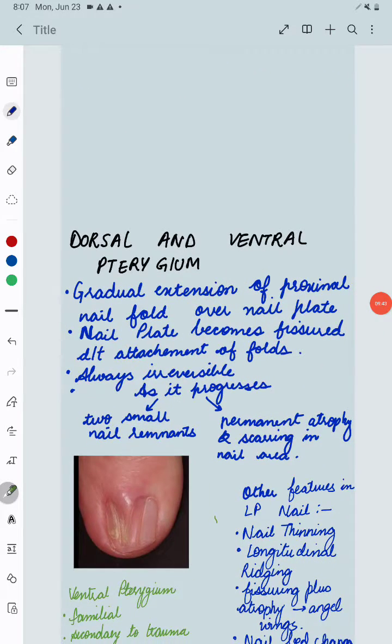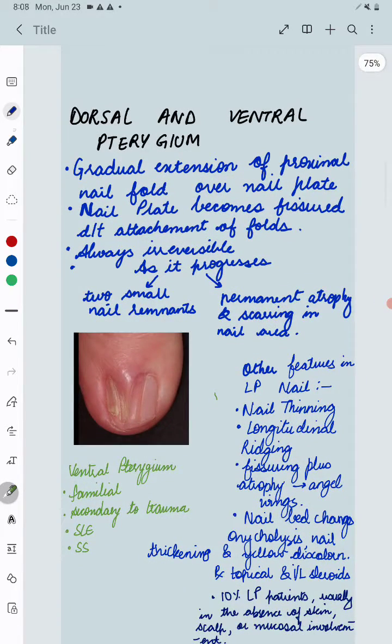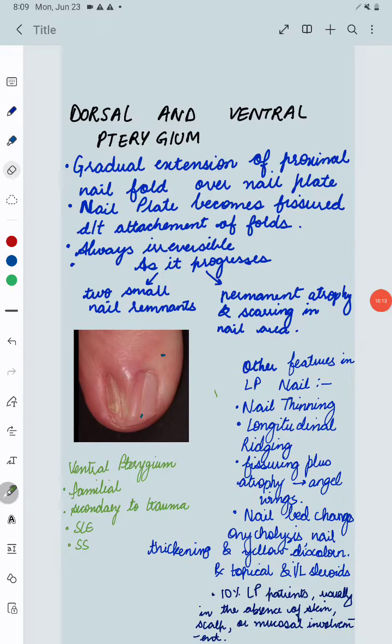Then you can have ventral and dorsal pterygium on the nail plate. Pterygium is basically extension of proximal nail fold. This is the proximal nail fold, which now extends over the nail plate and splits it into two. That is called a pterygium. Dorsal pterygium starts from dorsal side of the nail, and ventral pterygium starts from below the nail plate and it extends and divides the nail plate into two. This is an irreversible process and it divides the nail into two small remnants.